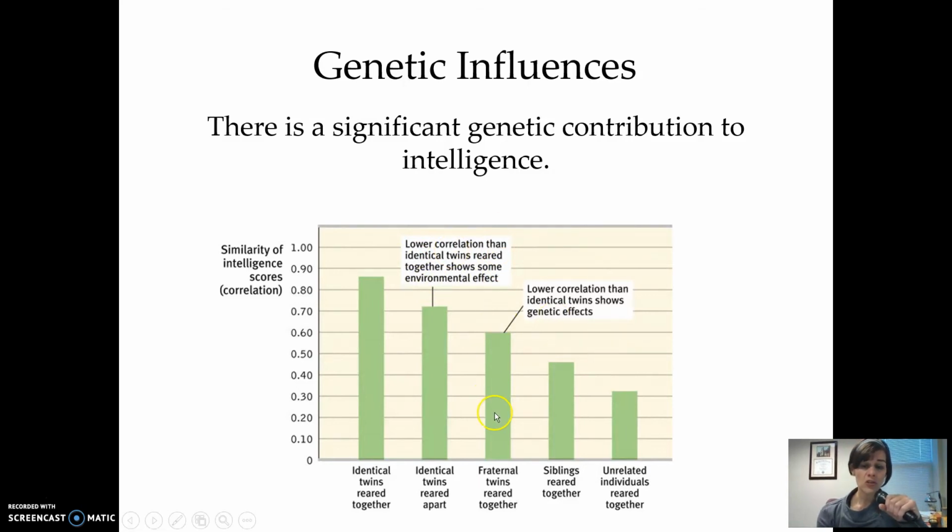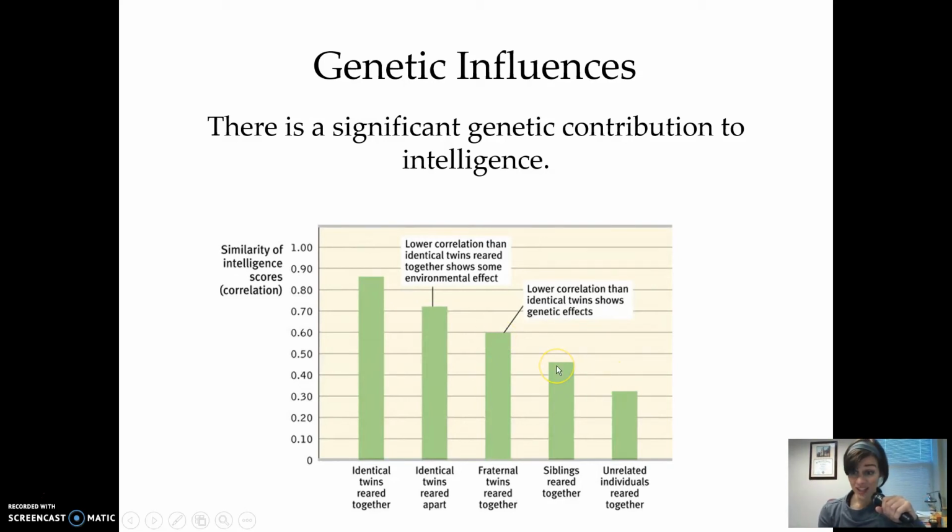This is really important. This shows that there are some environmental effects there. When you look at fraternal twins that are reared together, they're the same age, they have the same environment, but they don't have all of the same genes. You'll notice that the correlation between intelligence scores drops even further, showing that there are strong genetic effects here.